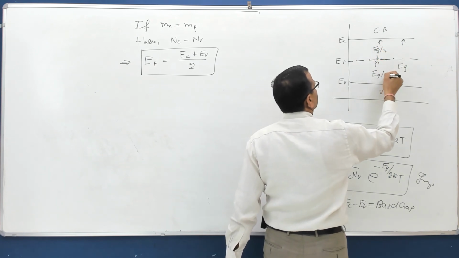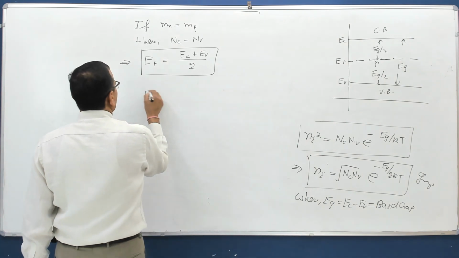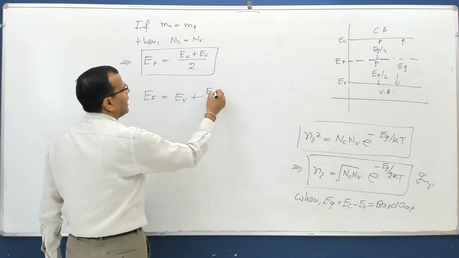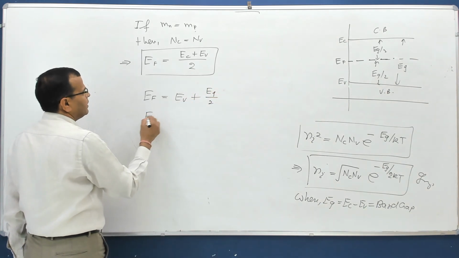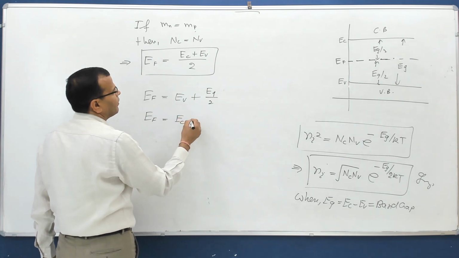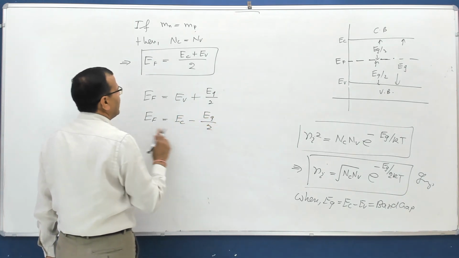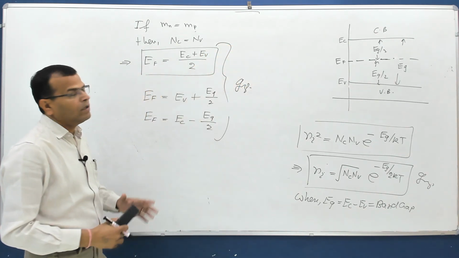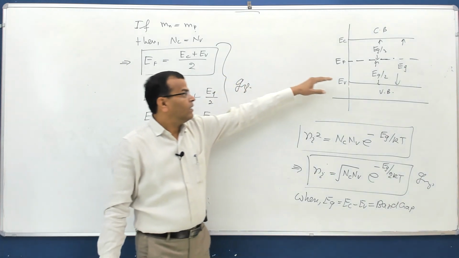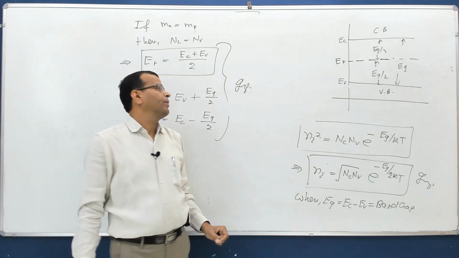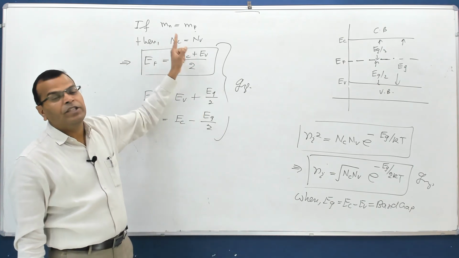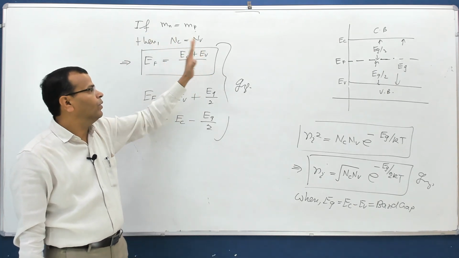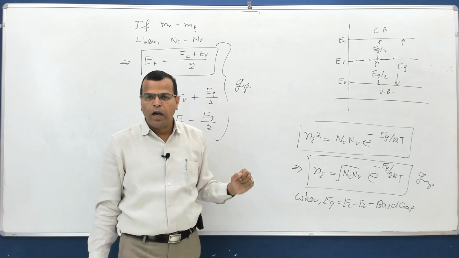So I can rewrite this like this. Ef can also be written like this, that is lowest level of valence band plus half of the band gap, or this can also be written like this, Ef is equal to highest level of conduction band minus half of the band gap. These are some of the expressions you should remember. The Fermi level in intrinsic semiconductors is at the center of the energy gap if this condition is fulfilled. If effective mass of electron is same as effective mass of hole, that is the condition. I hope you will remember.